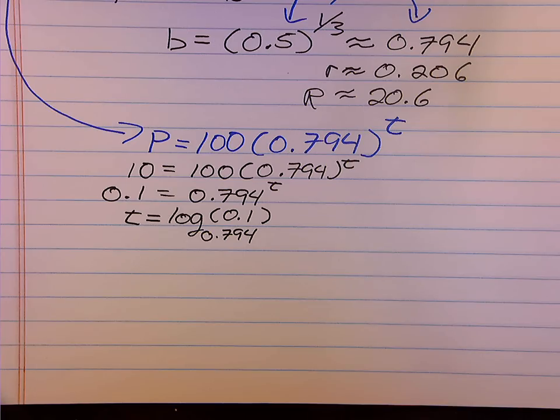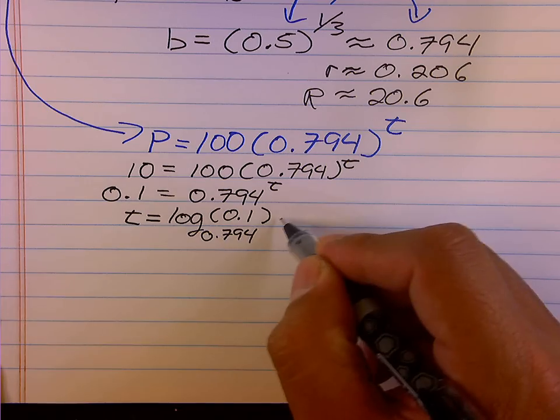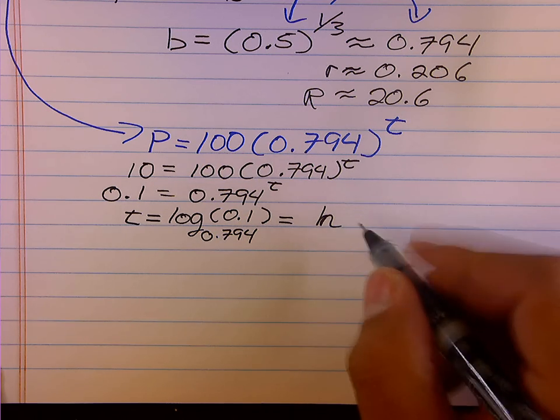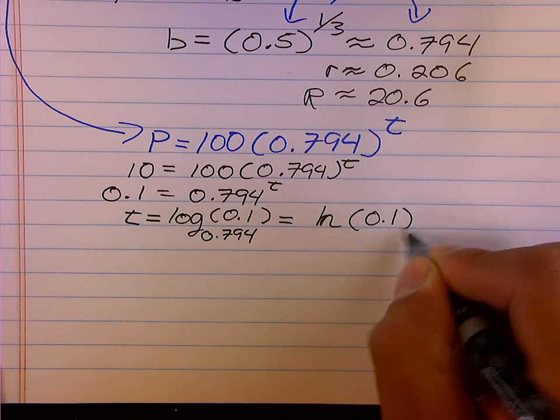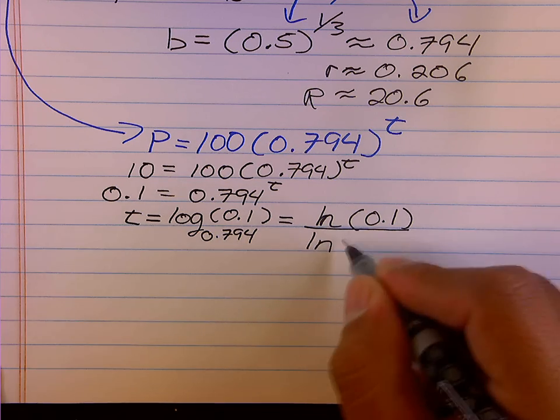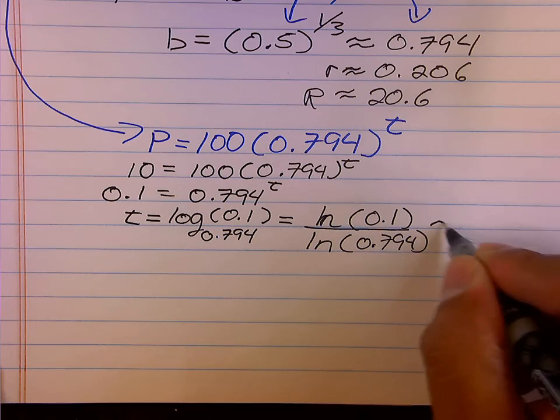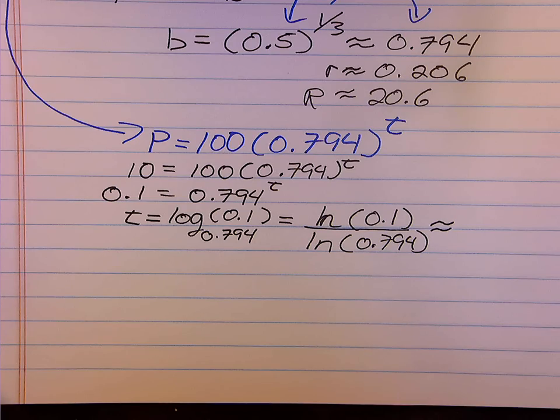Luckily, if I do a base change, my calculator can approximate this answer for us quite nicely. So I'm going to do a base change to base E. Doesn't matter whether you do base E or base 10. Now I can throw this in my calculator. What do we get? And we end up in 9.98 years. We should have approximately 10% of the original amount.